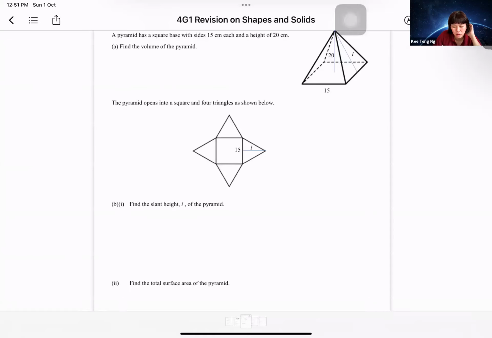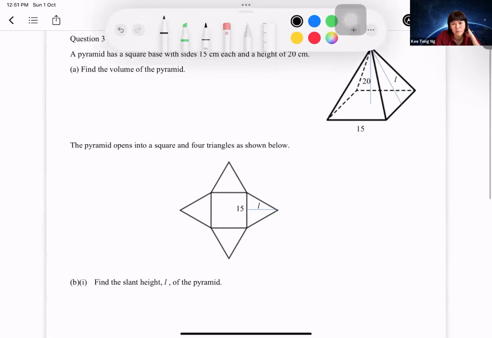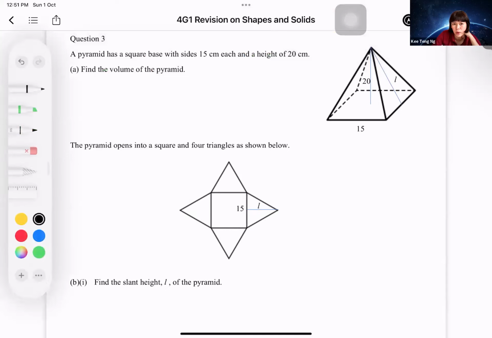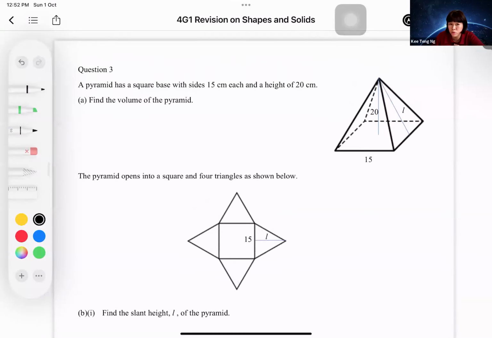Now this one, last time it came up very often in our TYS paper, but for the past 5 years, it has not been coming up, has not been tested very much. So you never know whether suddenly they will test or not. But anyway, I'm just going to go through the basics. All right, we have studied this in Sec 3.